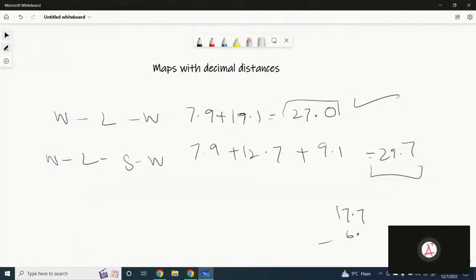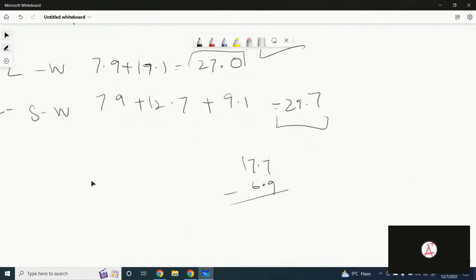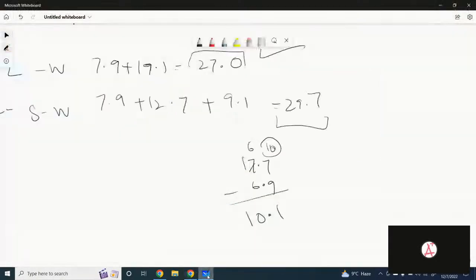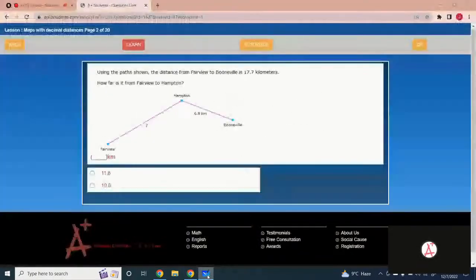17.7 minus 6.9. You cannot subtract 7 out of 9, so you have to borrow 1. You are left with 6 here, it would be 10. 10 subtract 9 is 1. 6 subtract 6 is 0, 1. That means the unknown distance is 10.1. Got it? 10.1.